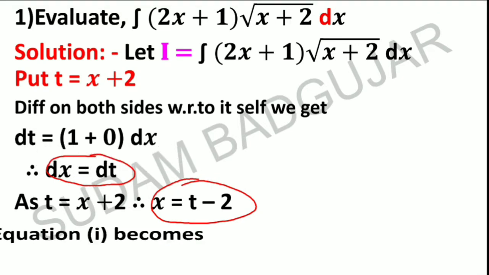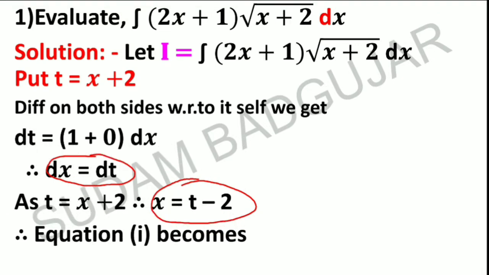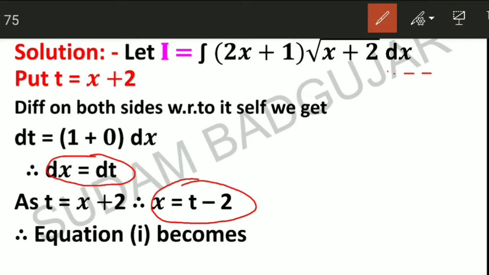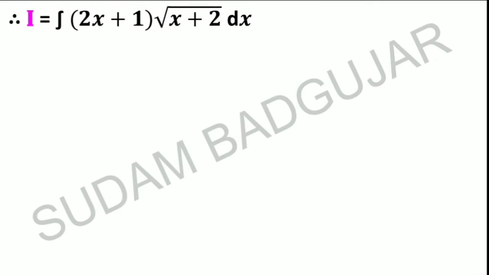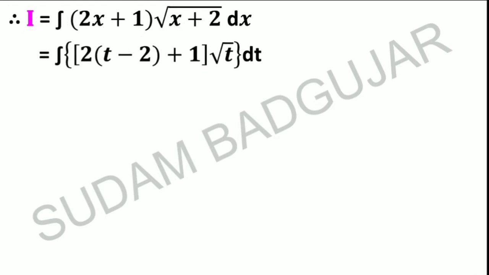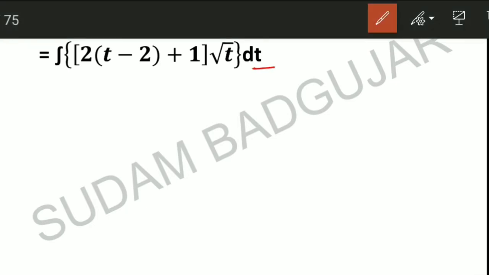Now the given integration, equation number 1, becomes I is equal to integration of 2x plus 1 into under root of x plus 2 into dx, which will be integration of 2 into x, where x is equal to t minus 2, plus 1, into under root t with respect to t, dx being dt. And x is nothing but t minus 2, plus 1 keep as it is.